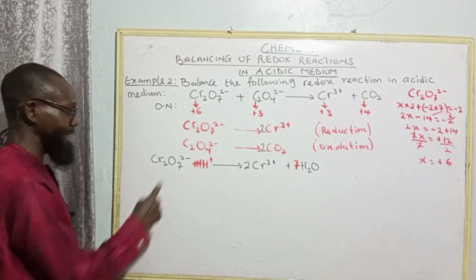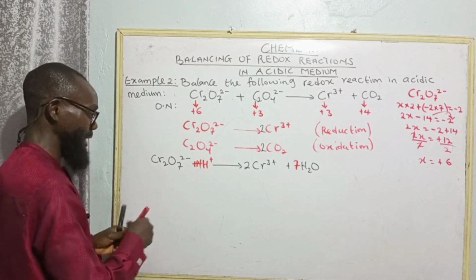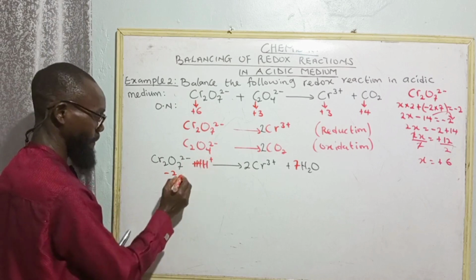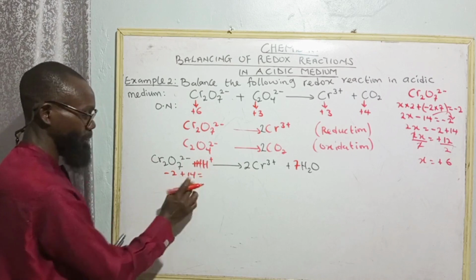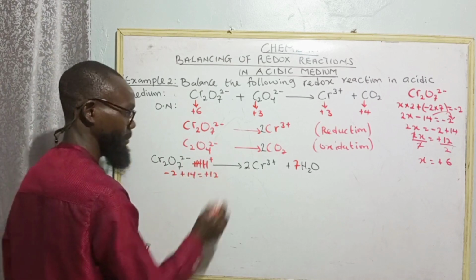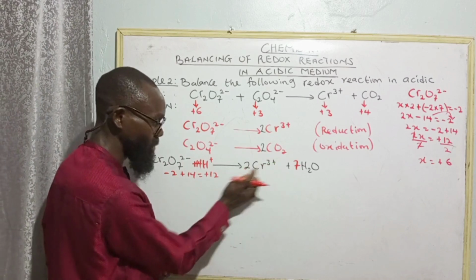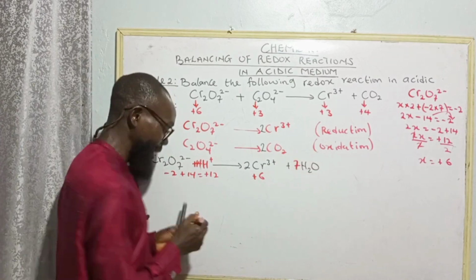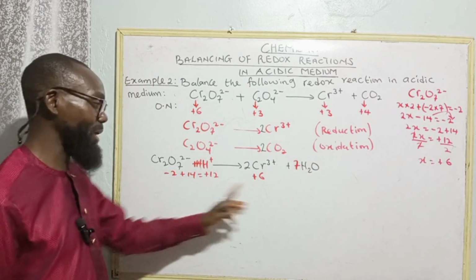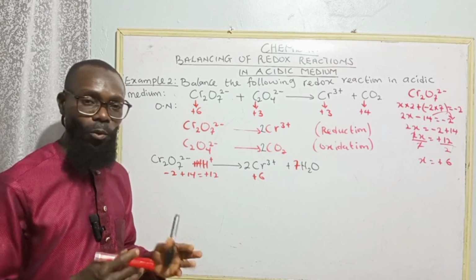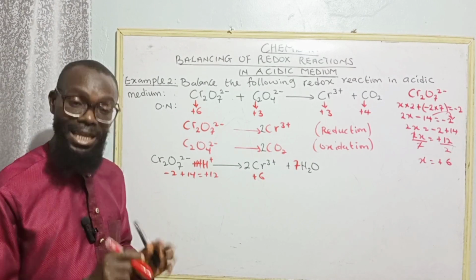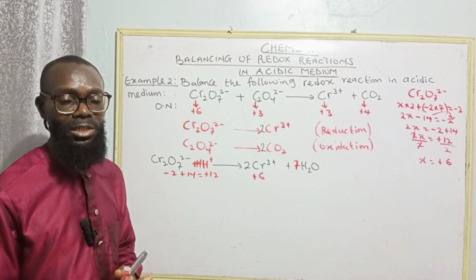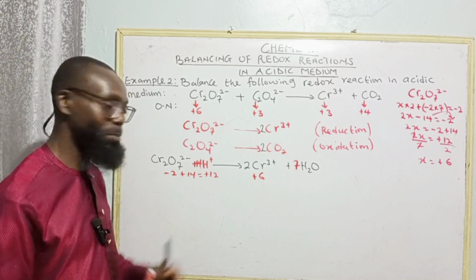Now, what is the charge here? Total charge here is minus 2. Total charge here is plus 14. Minus 2 plus 14, we have plus 12. Total charge here should be 2 times 3, we have plus 6. And charge here is 0. Now, here, I have plus 12 and plus 6. We are going to balance the charge by adding an electron to the side that has more positive charge, that having higher positive charge, which is this plus 12.